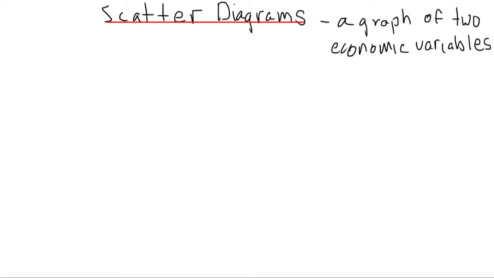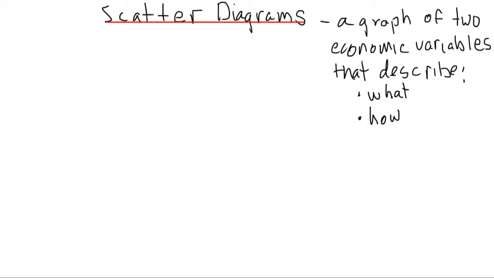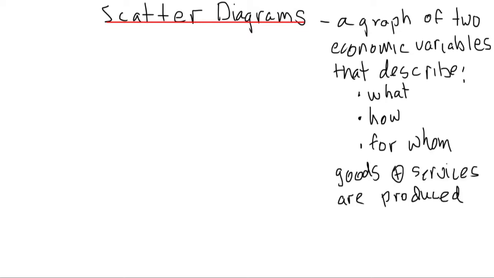A scatter diagram is a graph of two economic variables that describe what, for example, price and amount of pizza eaten, how, the cost of producing a pizza, and for whom goods and services are produced, for whom the total amount of pizza eaten in a country.